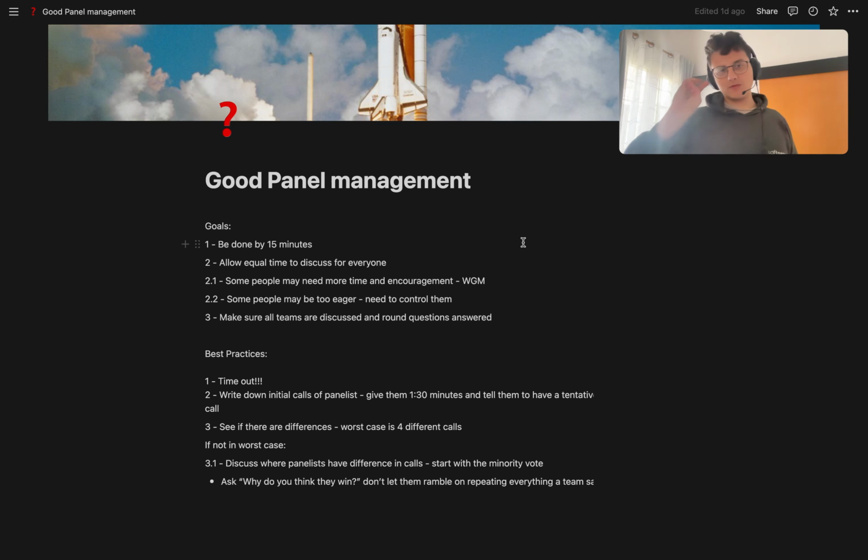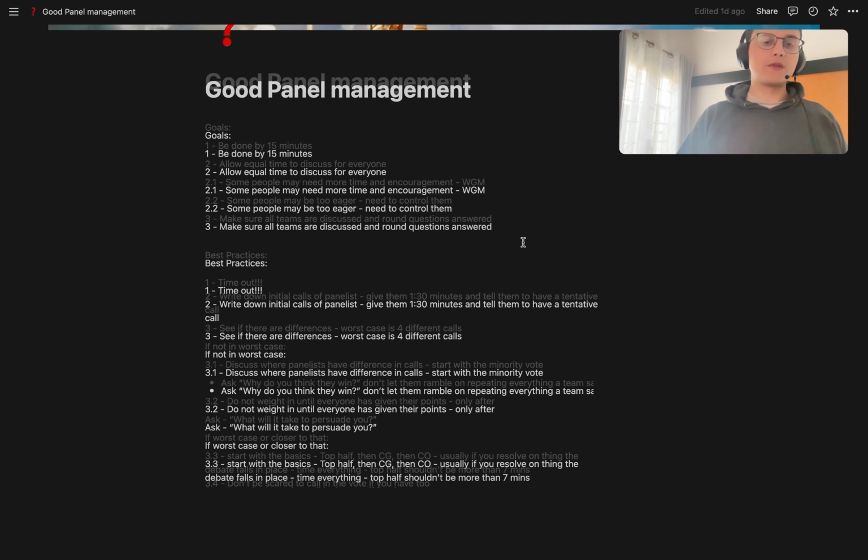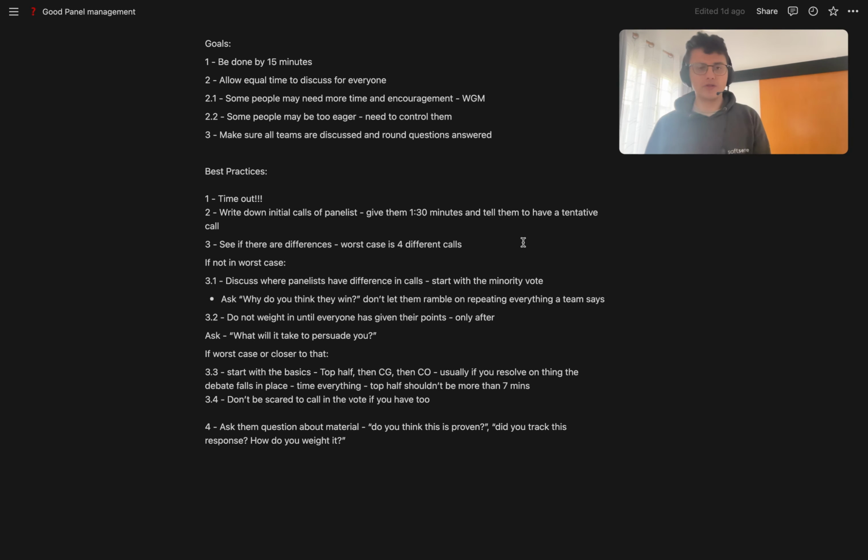Cool. So these are the 3 goals: done by 15 minutes, ideally. Allow all participants to discuss equally, and make sure all teams are considered and discussed, and all questions in the round are answered in terms of how material engages and things like that. Cool. So what are then the best practices for this particular thing?